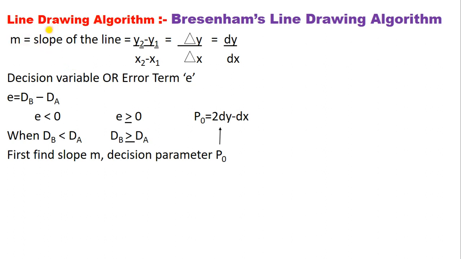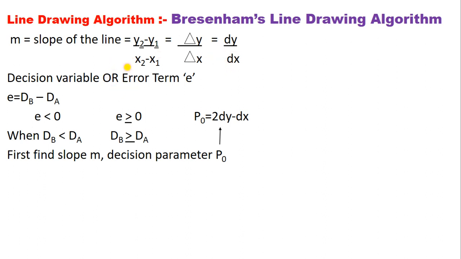In the line drawing algorithm, what is the line drawing algorithm? y equals m x plus b. Okay, so in that x and y are the coordinates, and b is the y intercept. And m is the slope of the line. That formula is y2 minus y1 divided by x2 minus x1. So that is also called delta y divided by delta x, or dy upon dx.